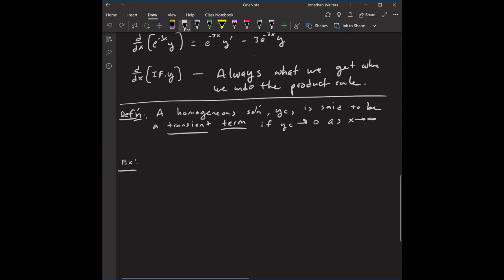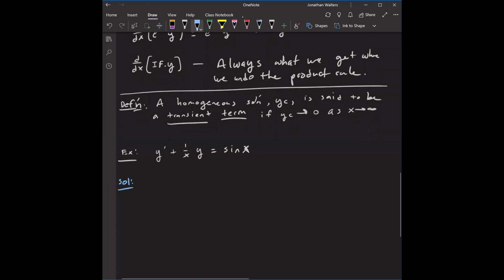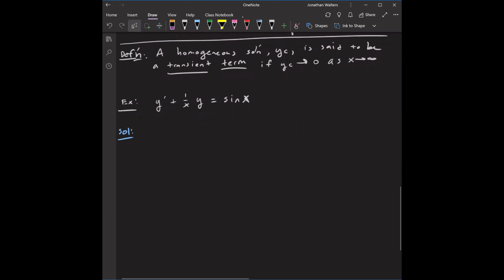But the differential equation is y prime plus 1 over x y equals sine of x. So let's look at the solution to this one. It's going to just have a different integrating factor, which means it's going to be different overall. It's already in standard form. We don't really have to do much there. We just identify p of x, which is 1 over x. And so the integrating factor is e to the integral 1 over x dx, which is e to the natural log x, which is just x.